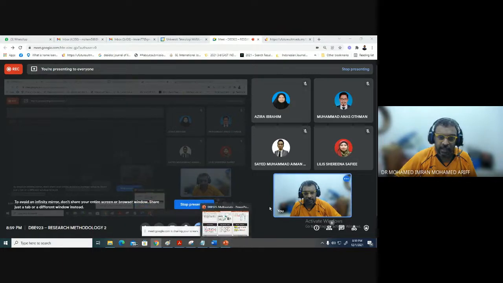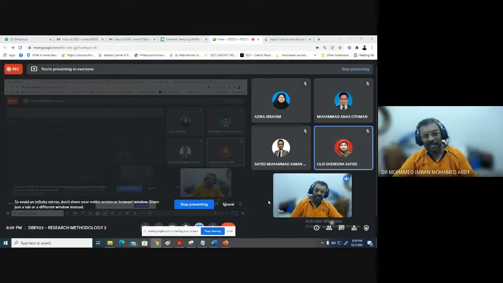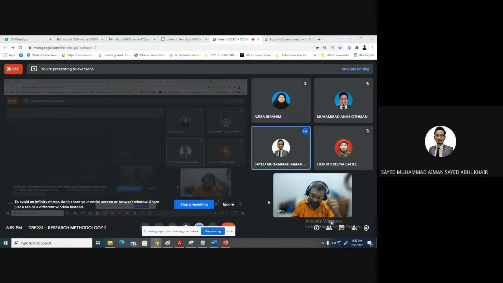Awak semua dah makan kah? Puan Lilis dah makan dah? Dah, kenyang. Alhamdulillah. Ini yang kita harapkan. Cik Syed dah makan dah? Sudah. Alhamdulillah. Terbaik.